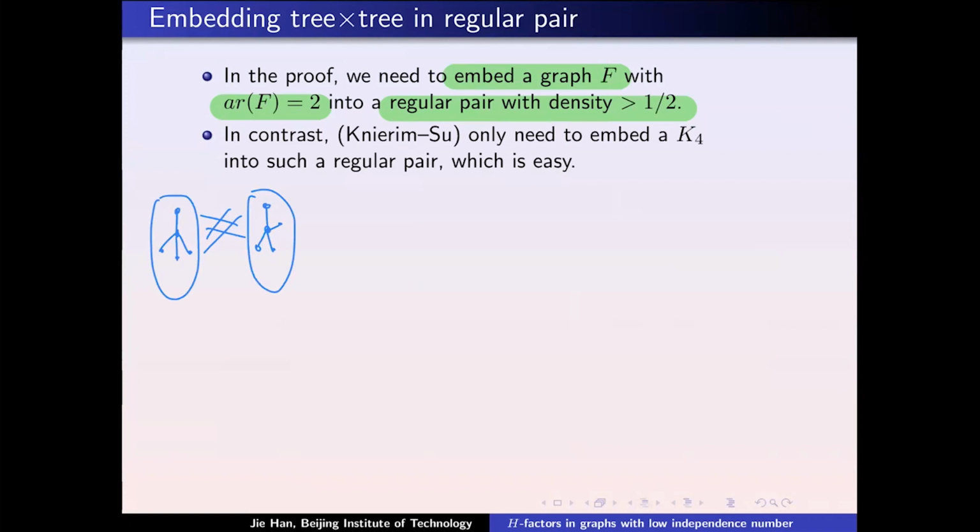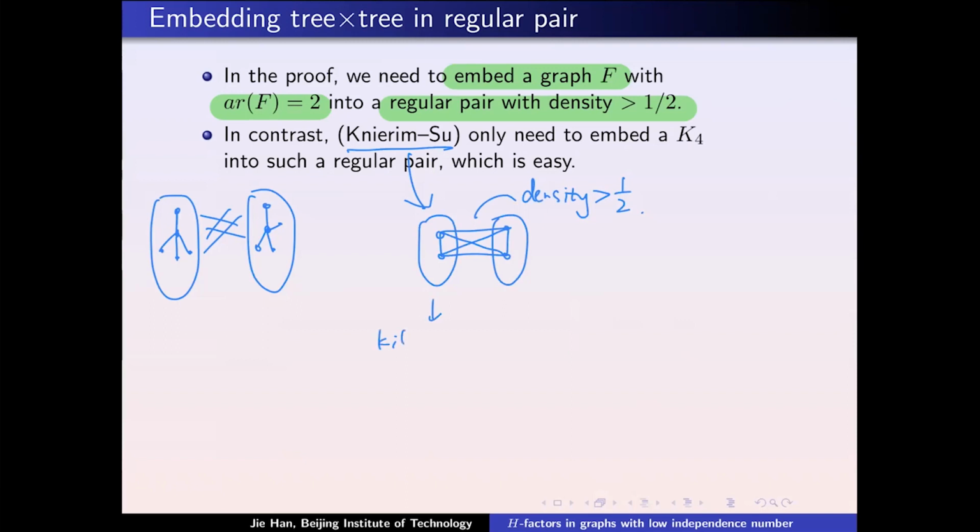But in contrast, this job is much easier for the work of Kim, Nearim and Su, because they only need to deal with clique factors. In their situation, this boils down to a copy of K4. This is only achievable if the density is greater than 1/2. If it's smaller than 1/2, then by the celebrated construction of Bollobás and Erdős, this is not possible. And when the density is bigger than 1/2, it's easy to do it.